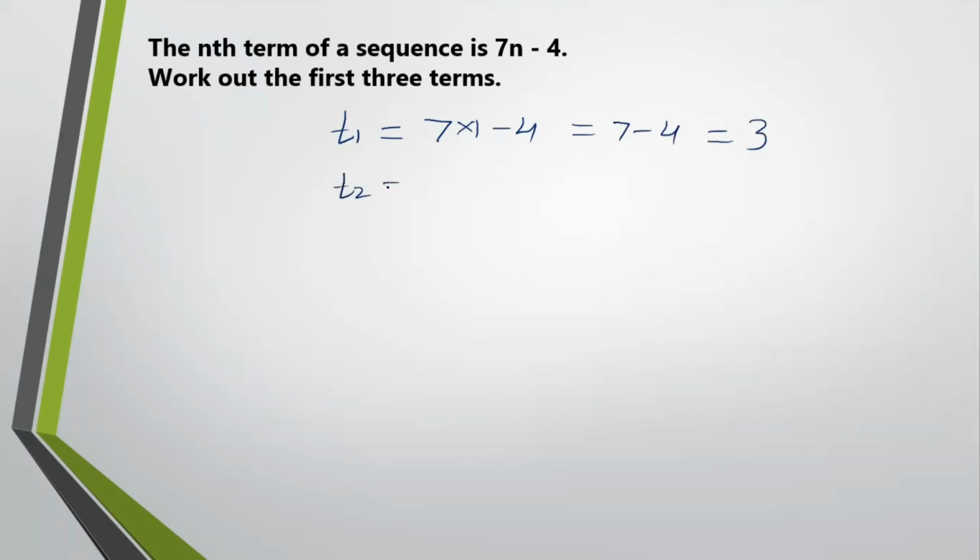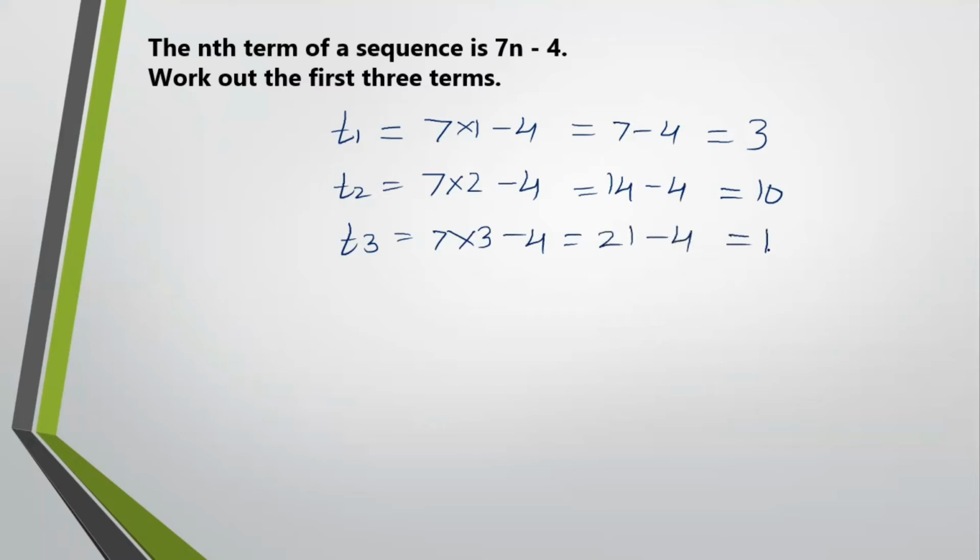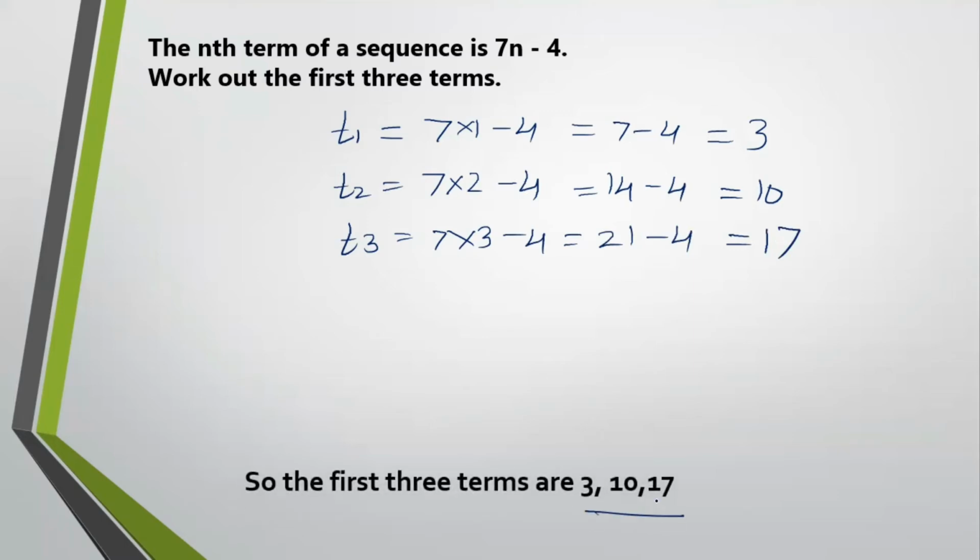Second term, that is T2. In place of n, I'm going to put 2. 7 into 2 minus 4. 7 into 2 is 14, and 14 minus 4 is 10. The third term, T3, is equal to 7 into 3 minus 4, which is 7 3s are 21. 21 minus 4 is 17. So this is how your first 3 terms are 3, 10, and 17. Understood? Just put the position in place of n to find whichever term is being asked.